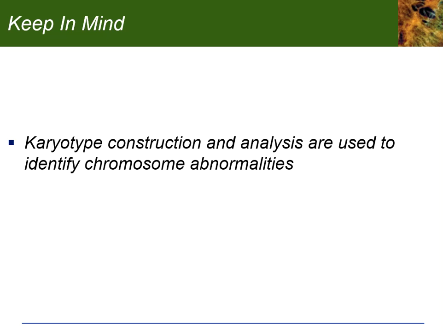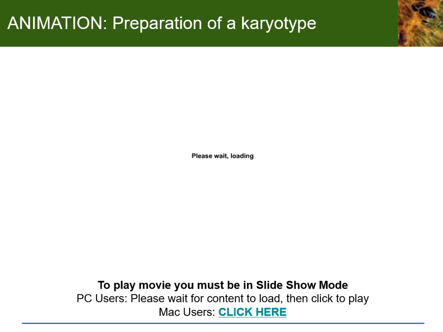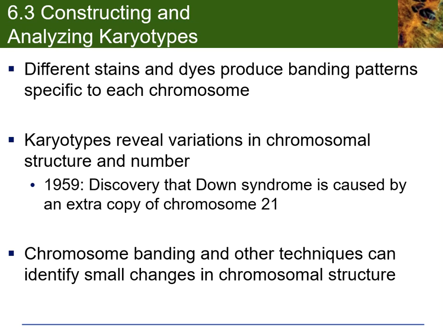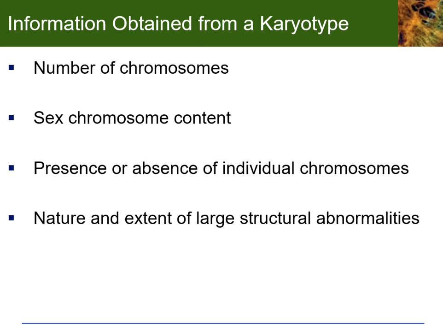Keep in mind that karyotype construction and analysis are used to identify chromosome abnormalities. Okay, constructing and analyzing karyotypes. Different stains and dyes produce banding patterns specific to each chromosome. Karyotypes reveal variations in chromosomal structure and number. In 1959, there was a discovery that Down syndrome is caused by an extra copy of chromosome 21. Chromosome banding and other techniques can identify small changes in chromosomal structure.